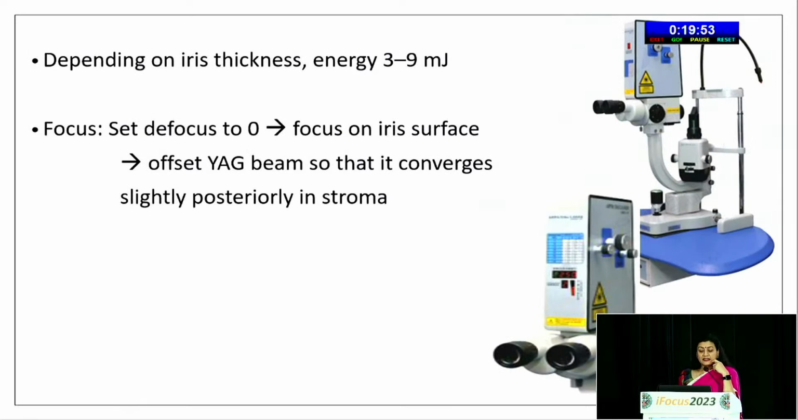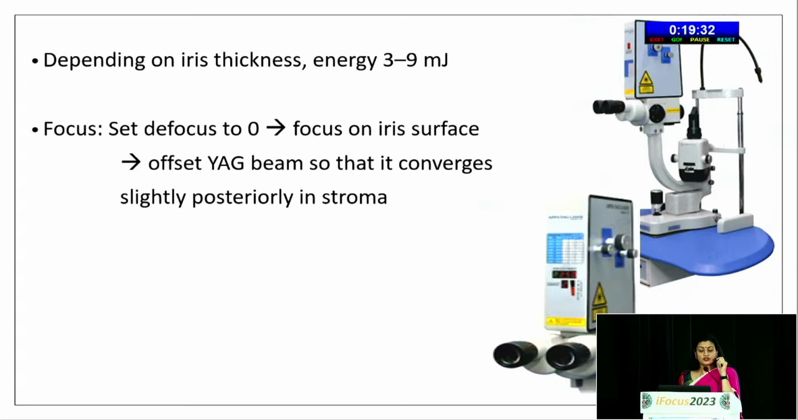Depending on the iris thickness, the energy could be from 3 to 9 millijoules. If you use excessive energy, it may damage the lens or the cornea. And if you just keep on doing with a lesser amount of energy, it will just cause iris chafing and chipping of the superficial iris tissue, and there will be unnecessary inflammation and pigment dispersion.